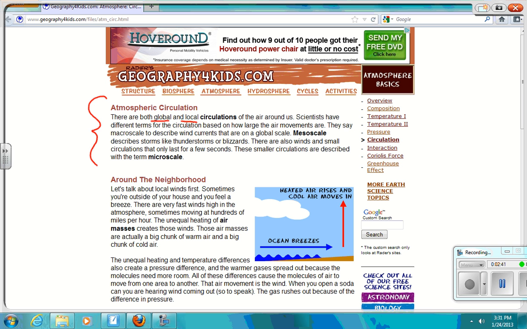Scientists have different terms for the circulation based on how large those air movements are. They say macroscale to describe the wind currents that are on a global scale. They use the word mesoscale to describe storms like thunderstorms or blizzards. And lastly, they also use the word microscale for winds that are small in circulation and may only last for a few seconds.